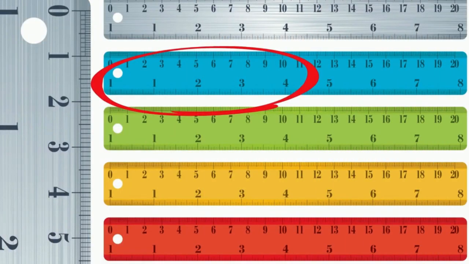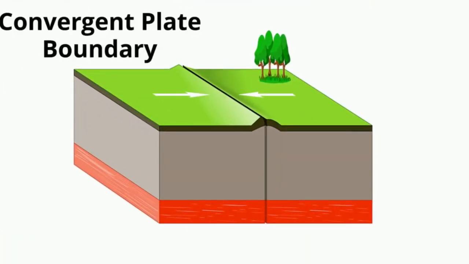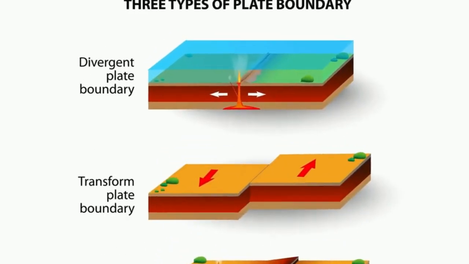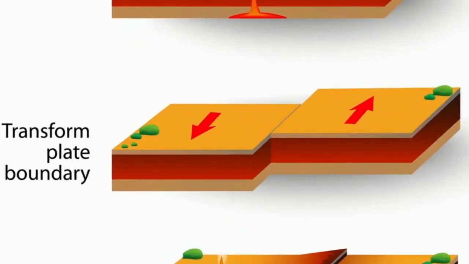Now, how do the tectonic plates move? When they move towards one another, this is called a convergent plate boundary. When they move away from one another, this is called a divergent plate boundary. And when they move in opposite directions, it is called a transform plate boundary.